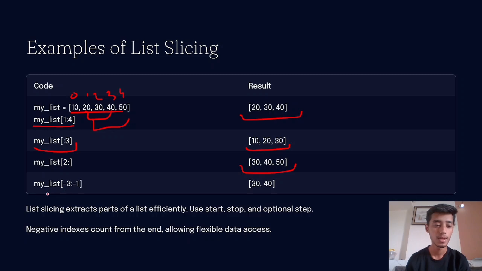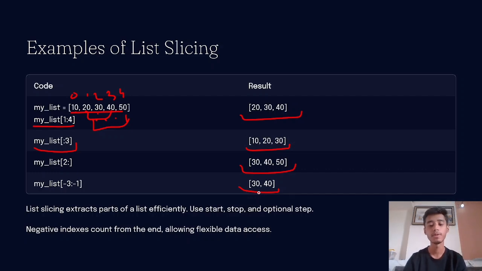Now using this negative indexing, here our list is minus 1, minus 2, minus 3, minus 4 and minus 5. So minus 3 will be your 30 element, and to minus 1 you will go from 30, 40 and 50. But the stop value is not included in slicing, so your result will only be 30 to 40.